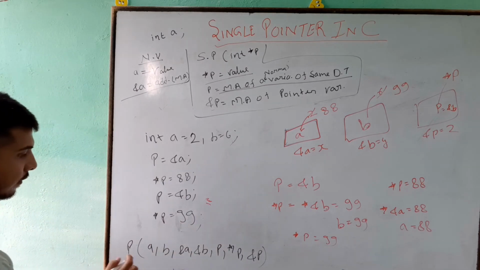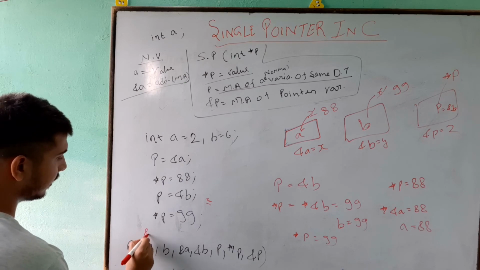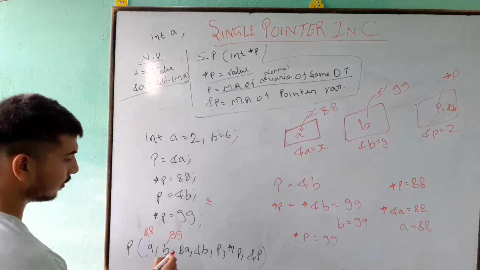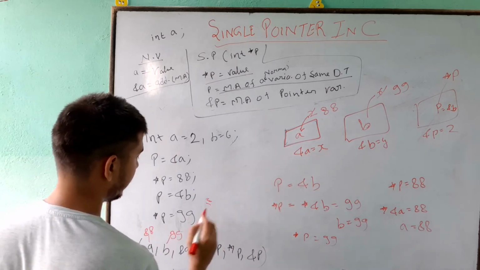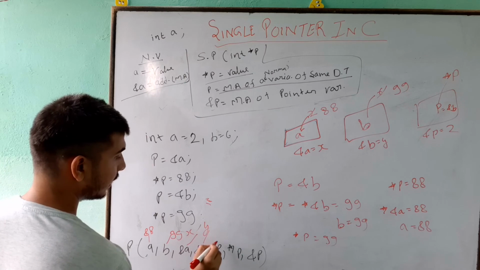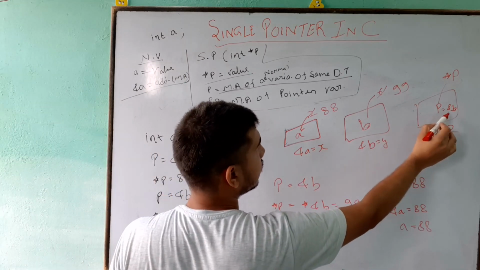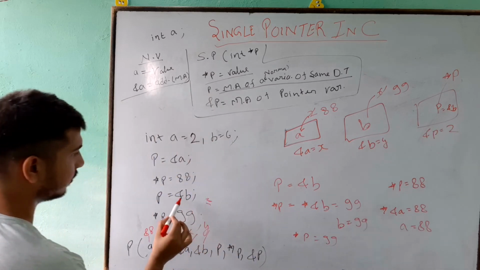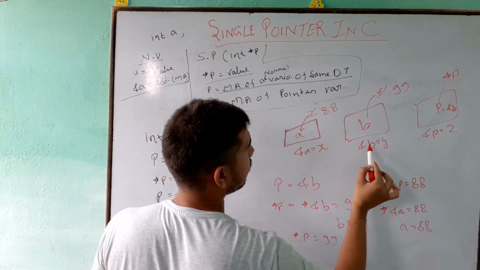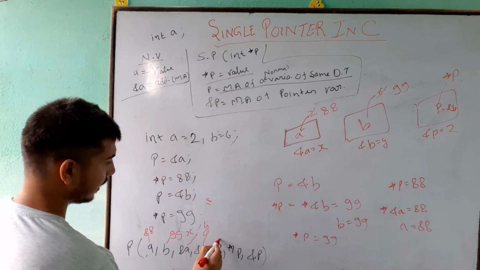So now nothing else is changed. Now let's see what is a now. It is 88. What is b? It is 99. What is &a? &a is x. What is &b? &b is y. What is p? What is p holding right now? We had not changed it after that, so p is holding &b, which is y. So it will give me y again.